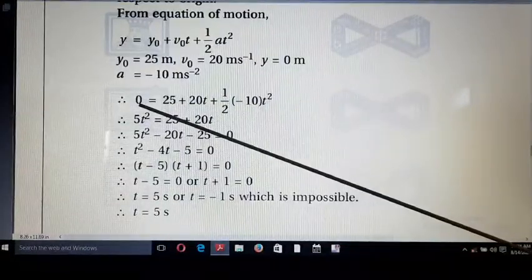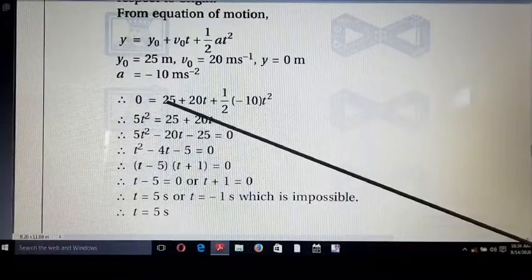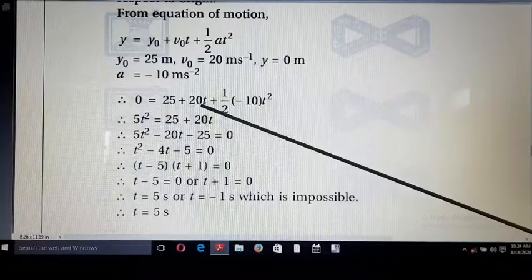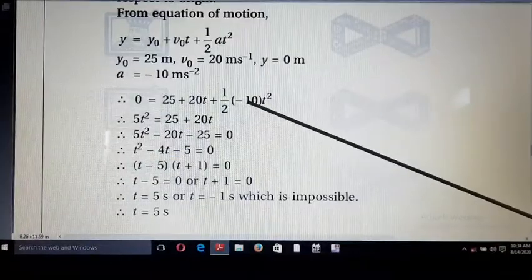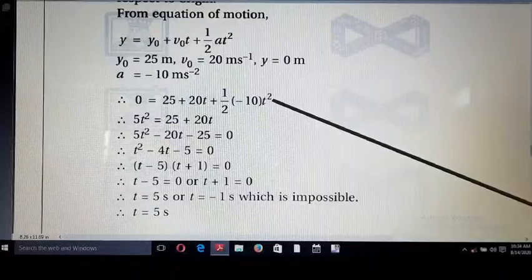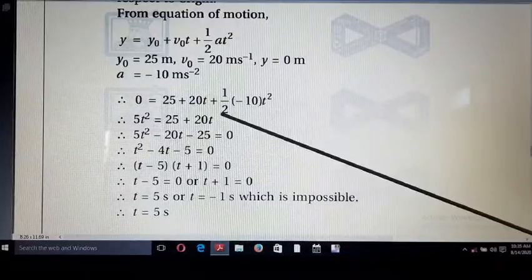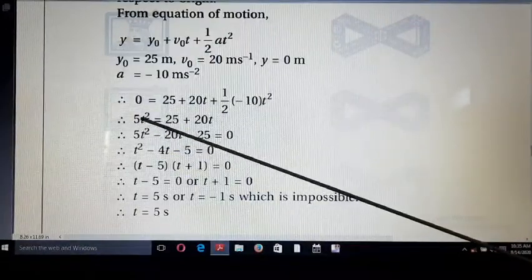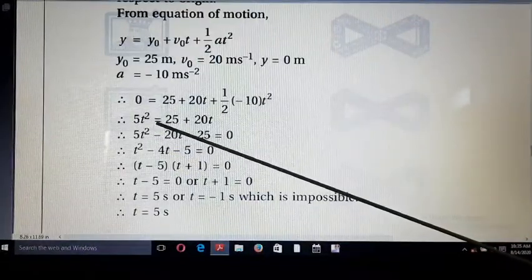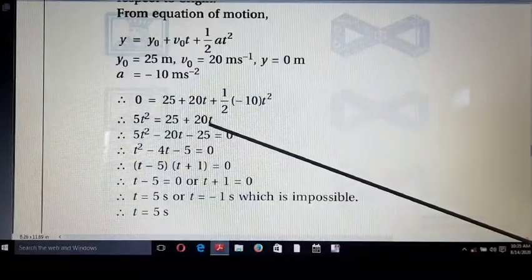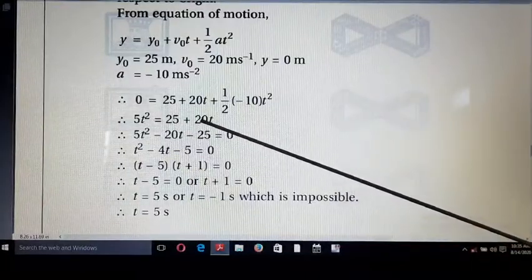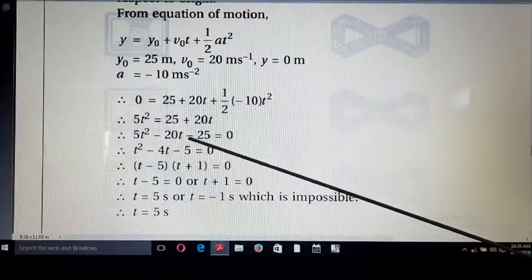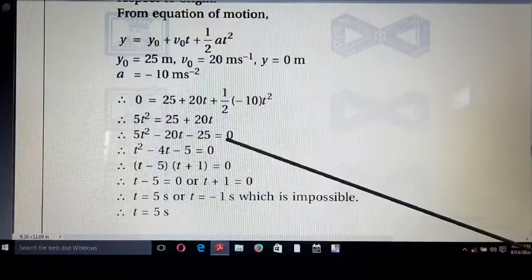All these values are substituted in this equation. So here we can write down y is equal to 0, y0 is equal to 25, plus initial velocity 20t, plus 1 by 2 minus 10t square. Okay, here 5 2s are 10, means minus 5t square moves to the left hand side. So we can write down 5t square is equal to 25 plus 20t. Both these terms move to the left hand side. First we can write down minus 20t minus 25 is equal to 0.